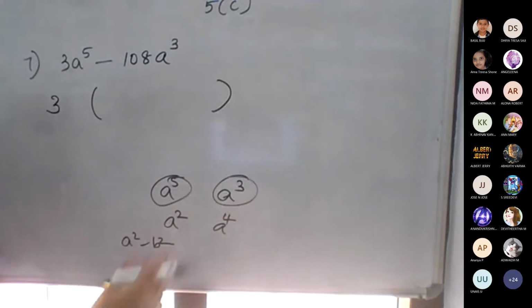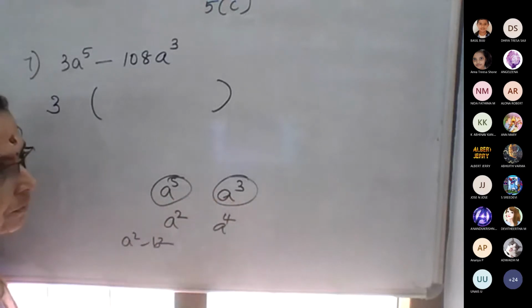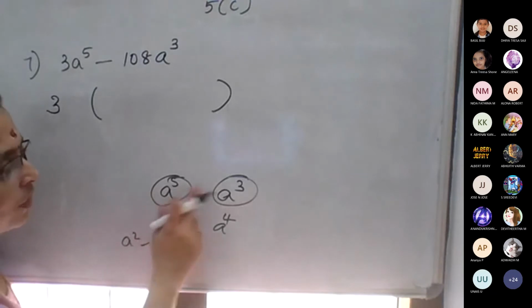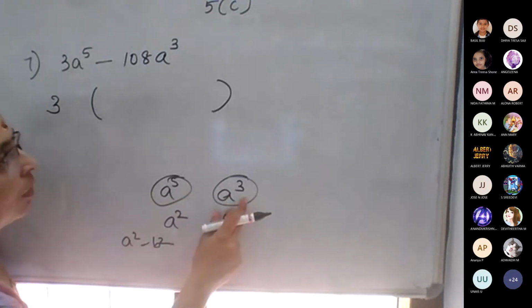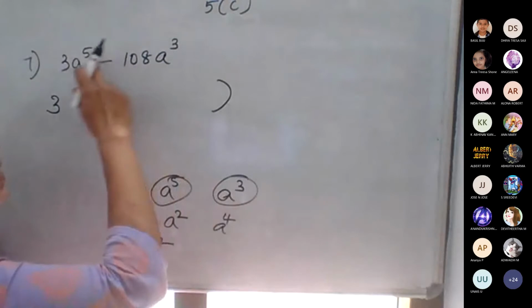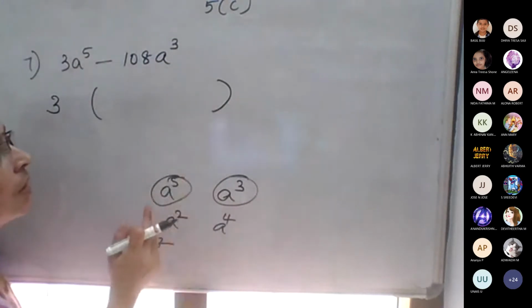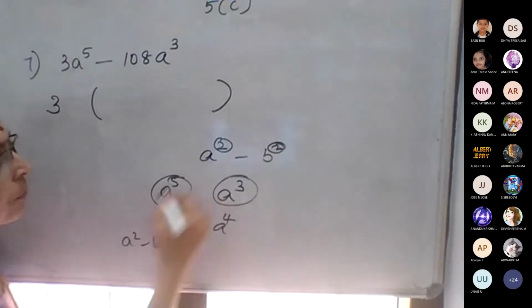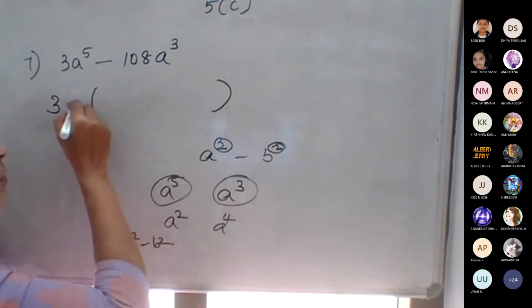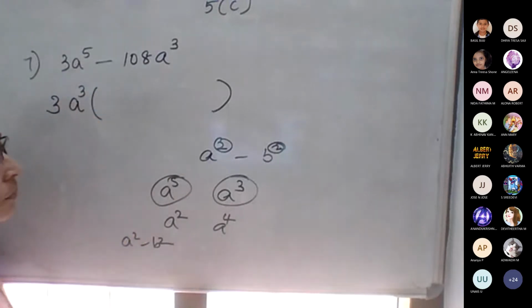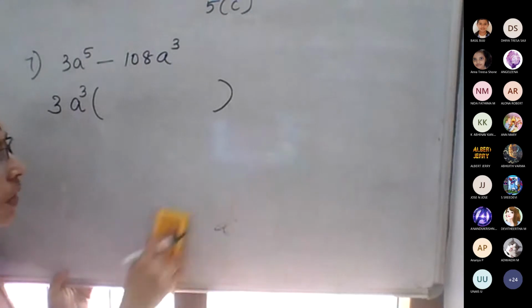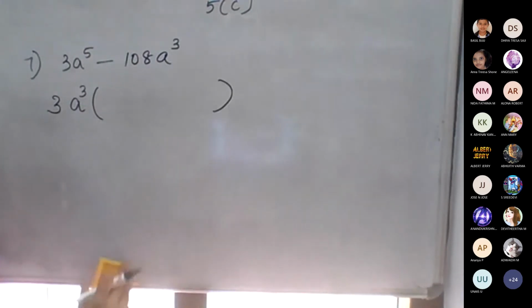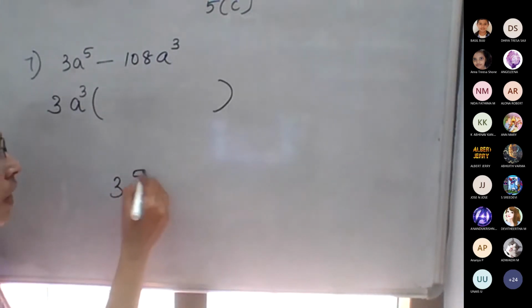So from this, which one is the least one? A square or a cube? A raised to 5, a cube or a raised to 5. A cube is the least one. We don't have a formula with a raised to 5 and a raised to 3. We have a formula only with a square minus b square. So a cube you take outside. The least one you take outside. Then 3a raised to 5 you have to get.